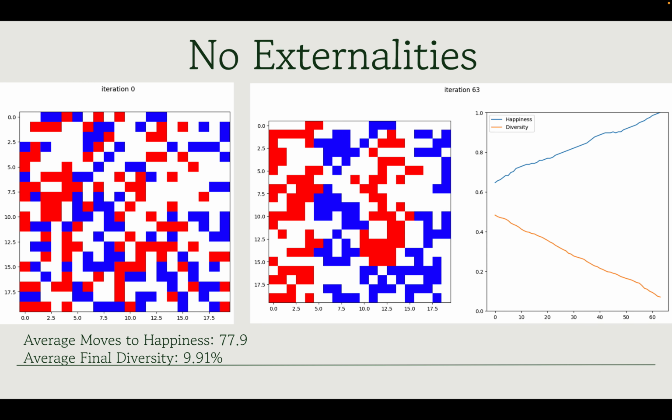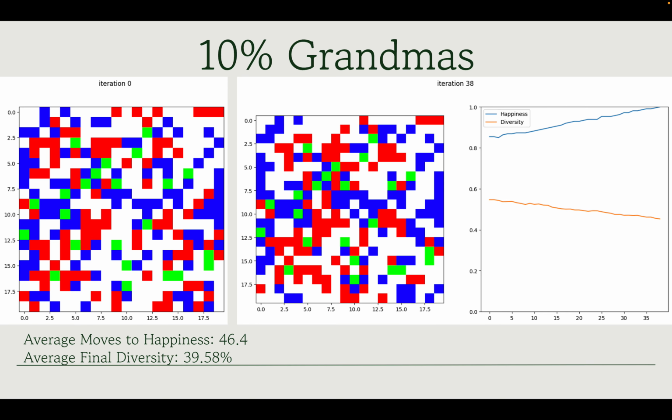Here's an example of a typical run of the base Schelling model with the starting grid on the left, finished grid in the middle, and a plot of happiness and diversity on the right. Our average moves to happiness were 77.9, and our average final diversity was 9.91%. Note how the grid starts fairly diverse, with reds and blues mixed evenly, then settles into distinct red and blue areas by the end.